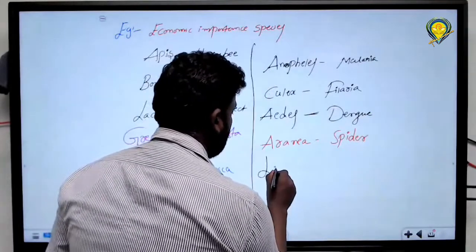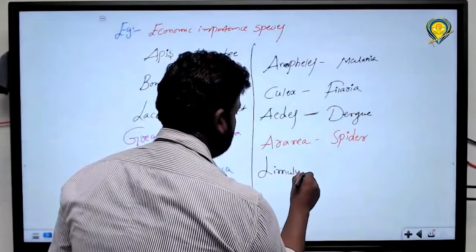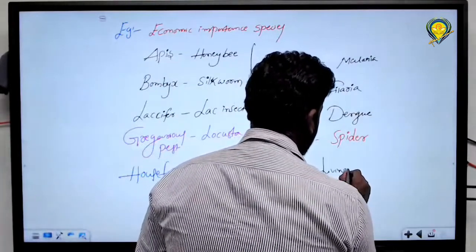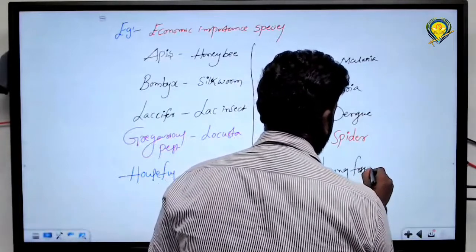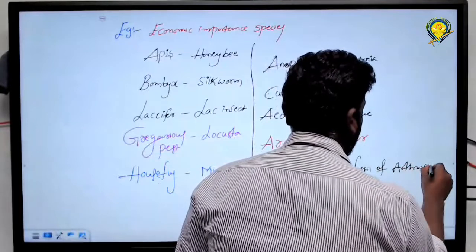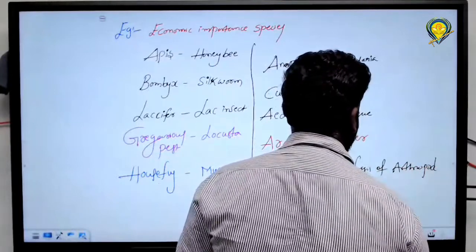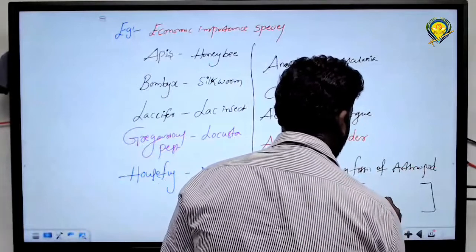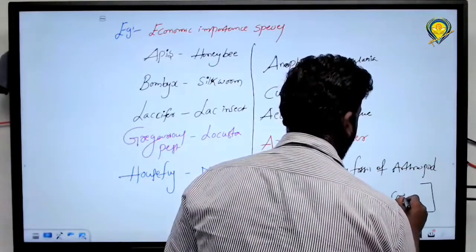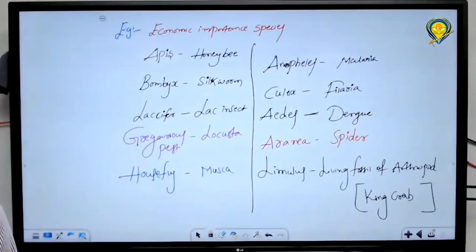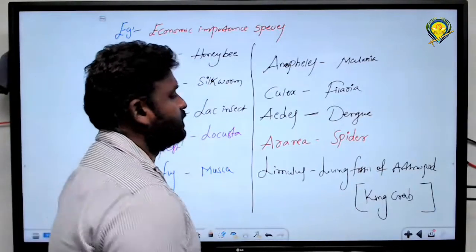A very important one, as we discussed earlier, what? Limulus, living fossil of arthropod. Arthropod, right? And it's commonly called the king crab, right or not? King crab. Got it? This is what today's topic, such as.